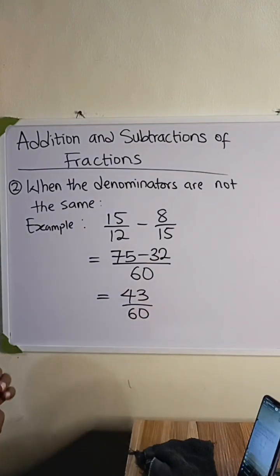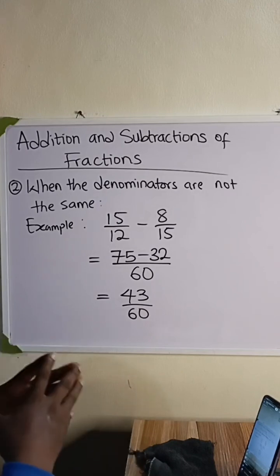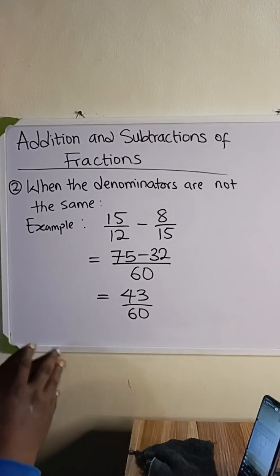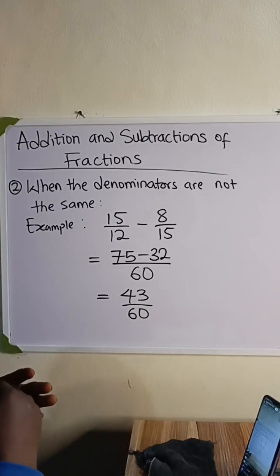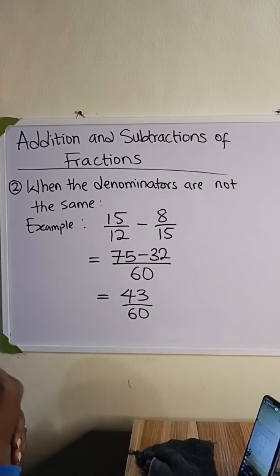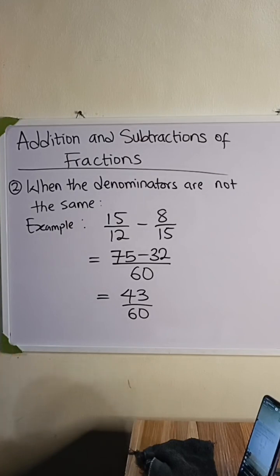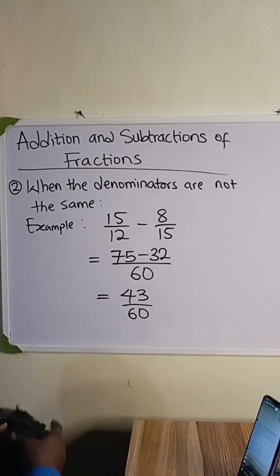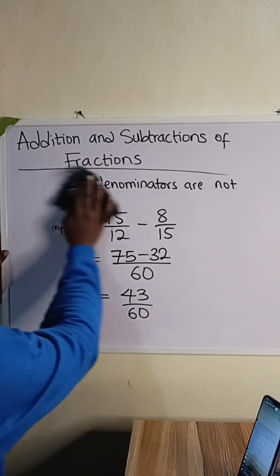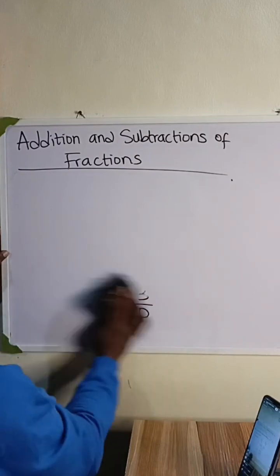So now we have looked at addition and subtraction of fractions. We've seen how to add fractions when the denominators are the same. We've seen how to add fractions when the denominators are different. Okay. So next thing we are going to look at is multiplication and division of fractions. So before we go over to that, I'd like you guys to solve this classwork and give me the answers in the comment section.